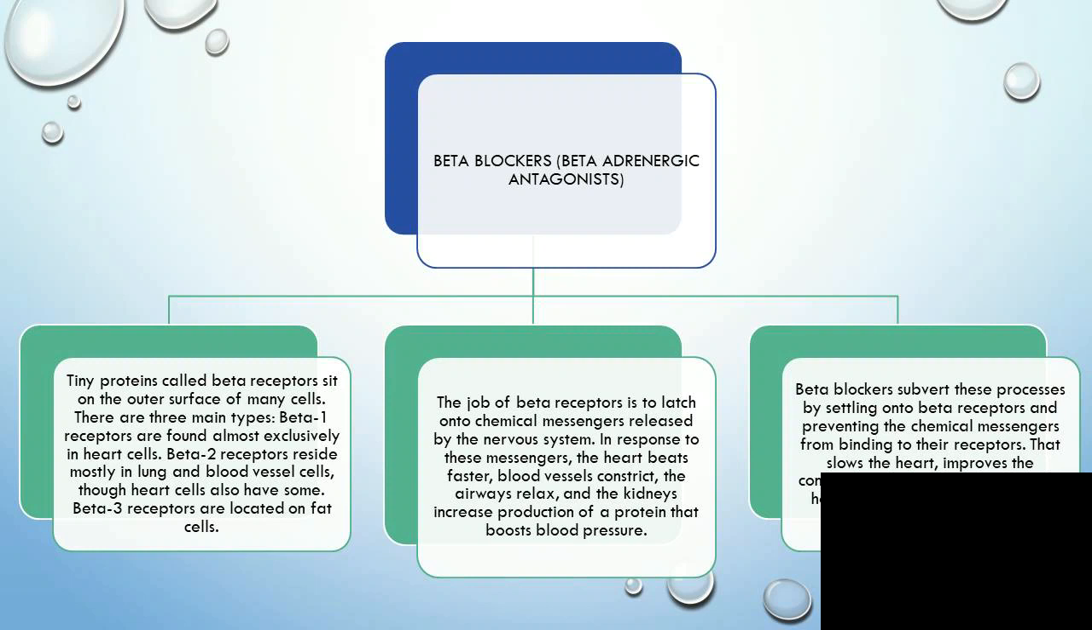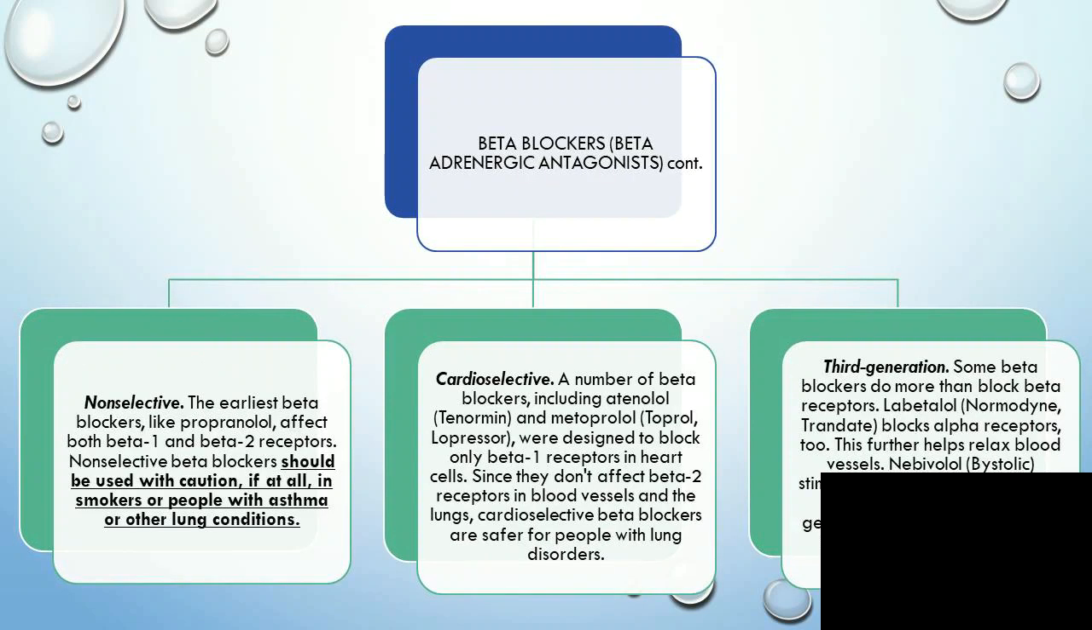The job of beta receptors is to latch onto those chemical messengers released by the nervous system. In response to these messengers, the heart beats faster, blood vessels constrict, the airways relax, and the kidneys increase production of a protein that boosts blood pressure. Beta blockers subvert these processes by settling onto those beta receptors and preventing the chemical messengers from binding to their receptors. So this is how they block those receptors. And this in turn slows heart rate, improves the conduction of electrical signals in the heart, relaxes blood vessels, and then lowers blood pressure.